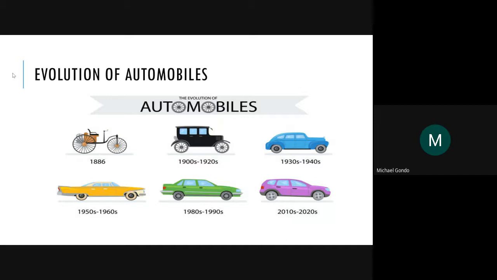Similarly, if we look at automobiles at large, without considering the particular make or model, what you see from 1886, transitioning through the generations, is how design thinking has evolved in order to bring us the variations of automobiles that we have experienced over the years.